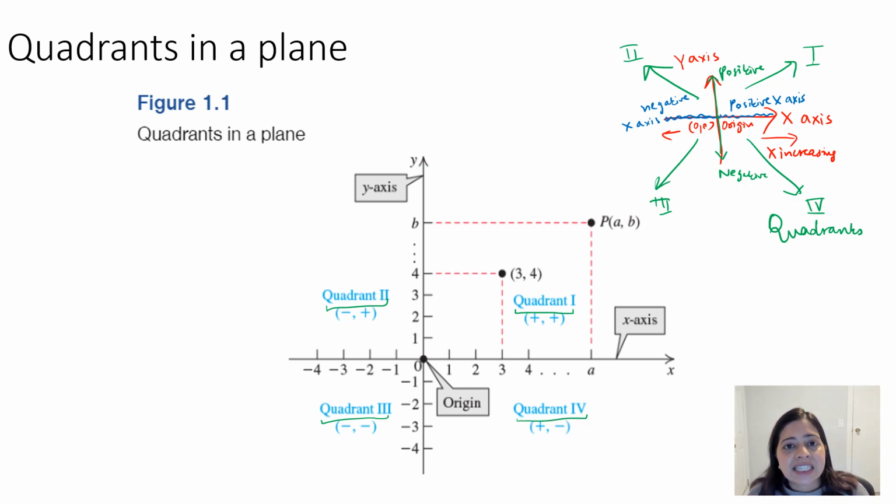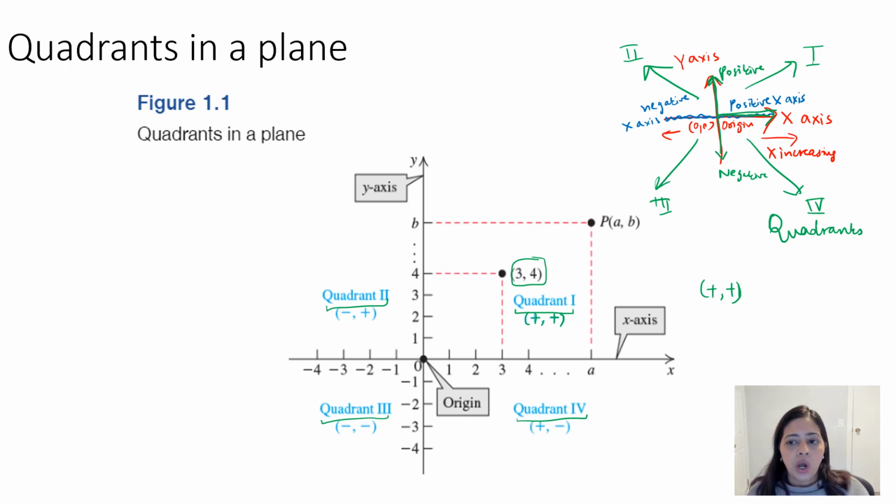Now what's the characteristic of quadrant 1? The characteristic of quadrant 1 is plus plus. What do we mean by plus plus? This refers to a coordinate in the xy plane: when a point is in quadrant 1, both its x value and y value are positive. You can see this is the positive x-axis and this is the positive y-axis, so anything that falls into the intersection of them is a positive point, meaning both x and y are positive in the first quadrant.